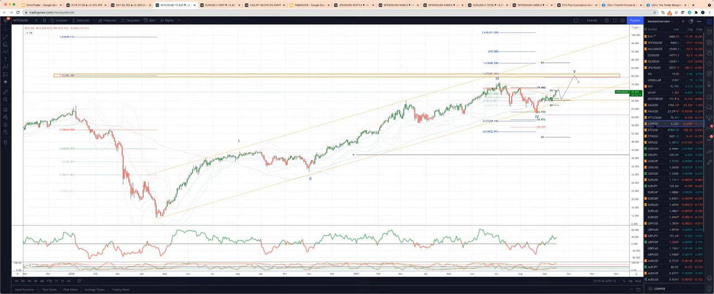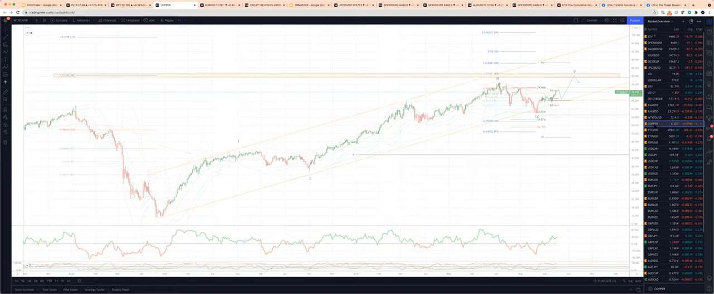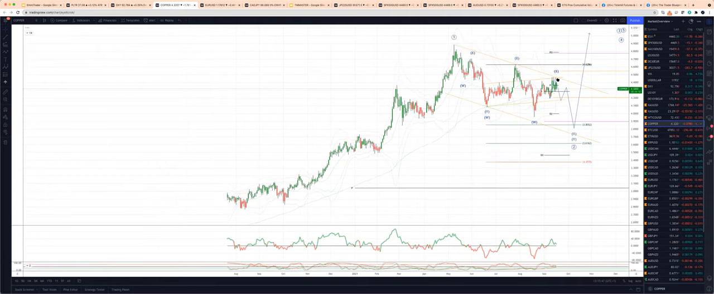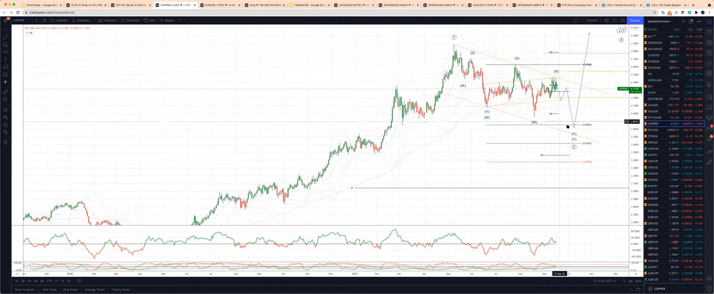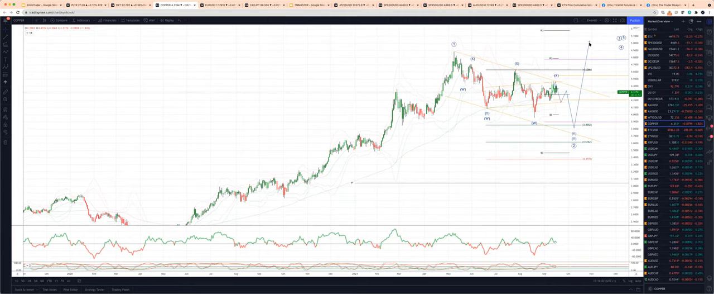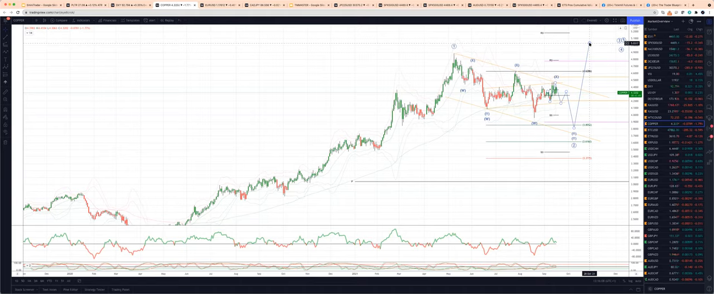Copper. As copper holds resistance here at the 4.4551, I'm actually looking for 3.8552 as a major wave four low then. Watching for bullish reversal patterns there, set long positions. And again, we're looking at a minimum upside objective there of 5.03117 in terms of copper.